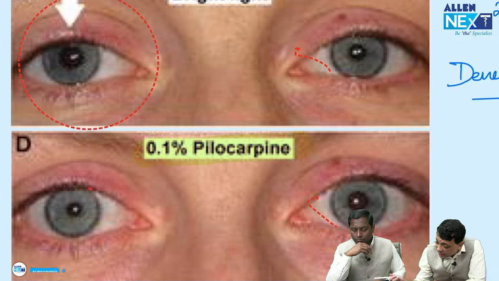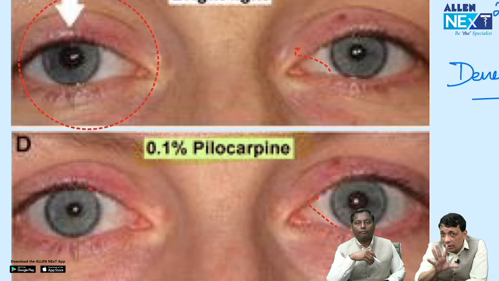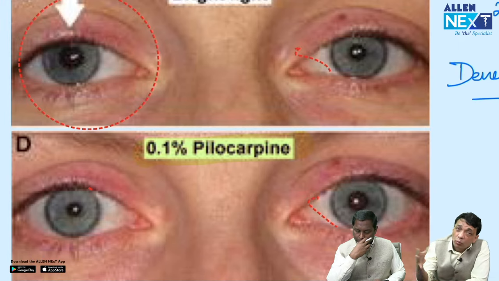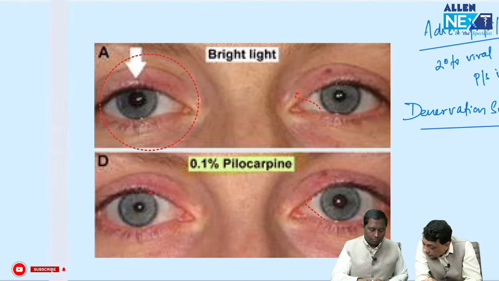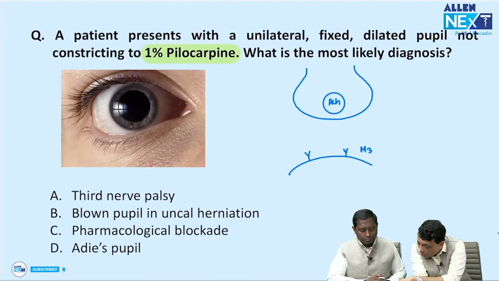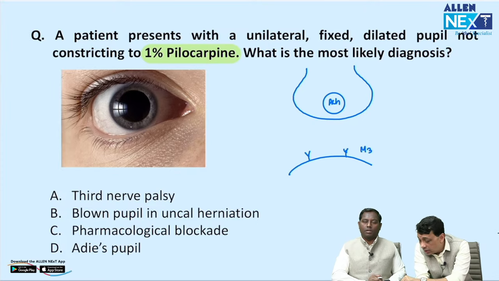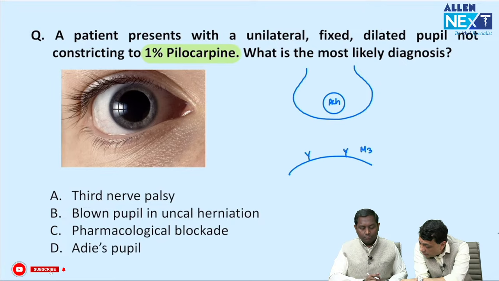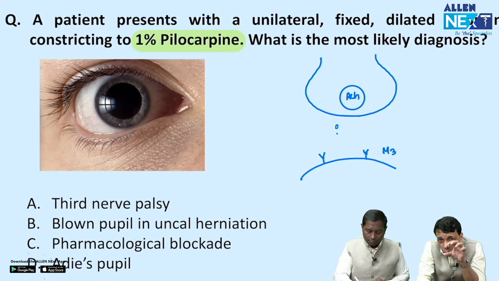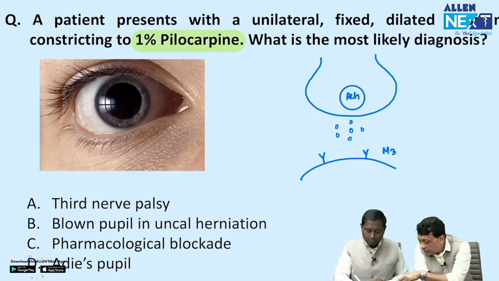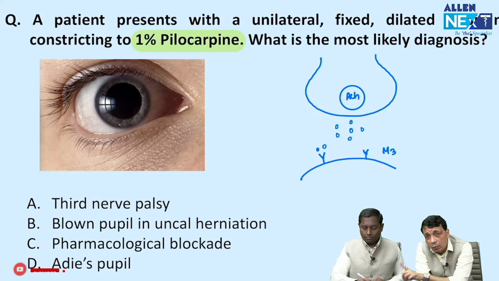So, the question says that it does not constrict with not only 0.125%, but even 1%. Can you go back to the question? So, the question says it's 1%. So, there is 10 times as much. That means it is not Adie's, and it also rules out third nerve palsy and blown pupil. And why? The answer is simple, because in third nerve palsy and blown pupil, the pupil will constrict with 1% pilocarpine. But pharmacological blockade will not constrict.